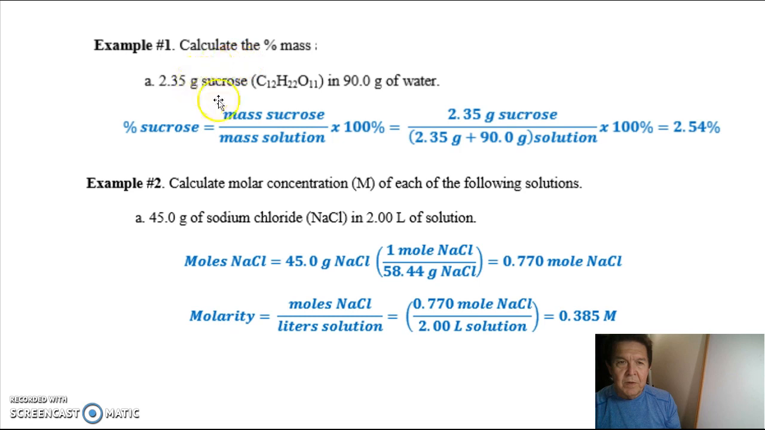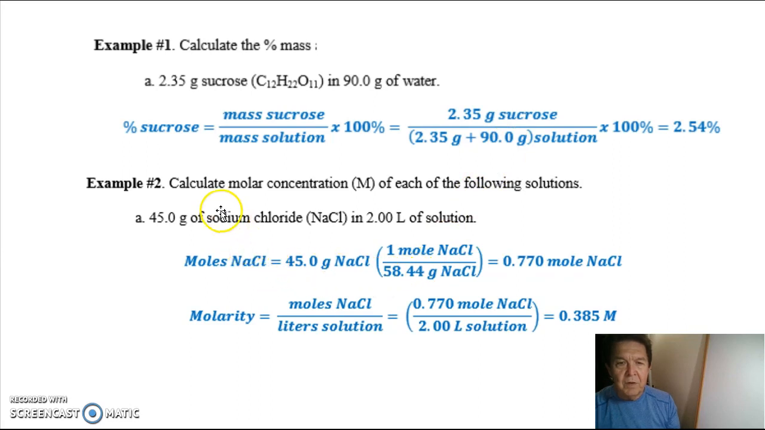The first thing that you have to study is how to calculate the percent in mass, for example, or the molar mass or the molarity of a solution. Here we have two examples. If we want to calculate the percent of sucrose, we have to divide the mass of sucrose by the mass of the solution times 100. Remember that solution is solute plus solvent.